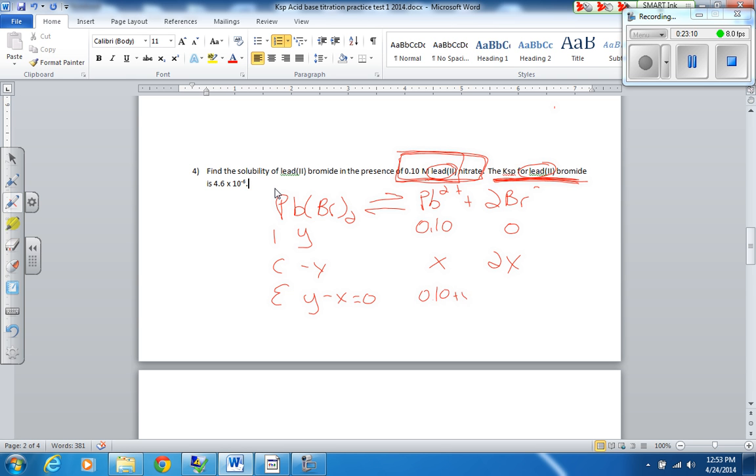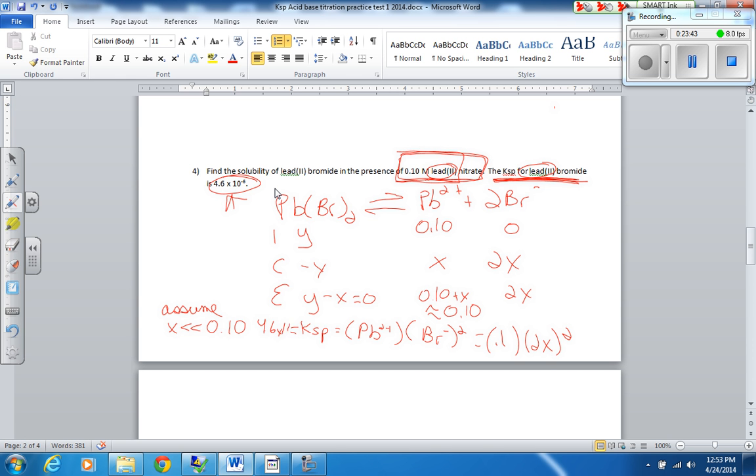0.1 plus x, 2x. Note, we have a small Ksp, so we assume x is much less than 0.10, so this is approximately 0.10. We're going to ignore the x there. So Ksp is [Pb2+] times [Br-] squared, which is 0.1 times (2x) squared. And we were given the value right here, 4.6 times 10 to the negative 6. And you solve for x. And x equals y. Whatever answer you get, that's your solubility. Don't forget to put in molar.